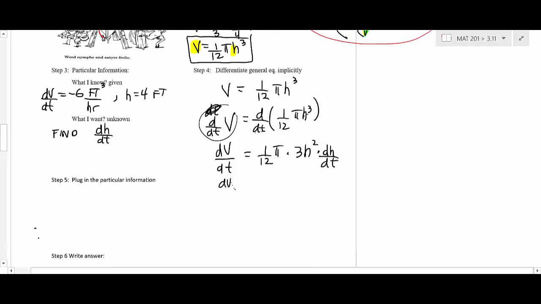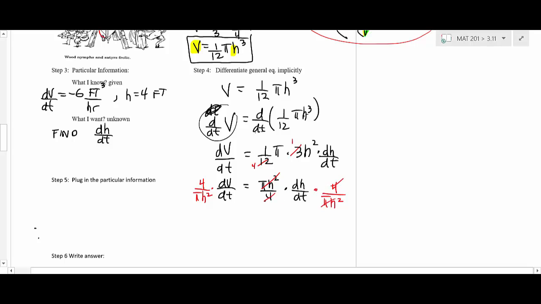So I'm going to have dV over dt. Notice a couple of things on this. 3 over 12 is a fourth. So I'm going to end up really having, I'm going to write this just as pi h to the second over 4 times dH over dt. And then we're going to solve this equation for dH over dt. Simplest way to accomplish that is to multiply by the reciprocal of that number. So we have 4 over pi h squared.